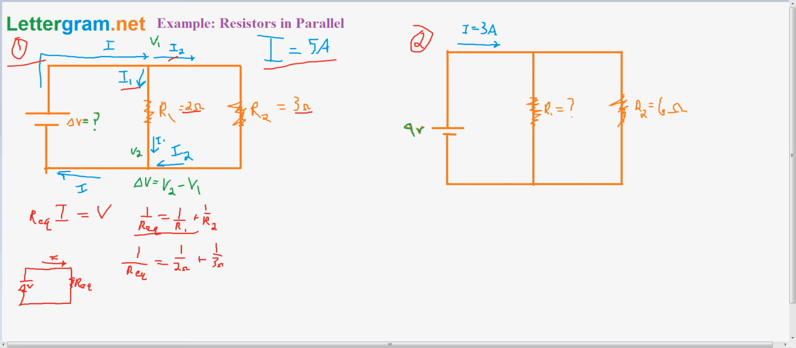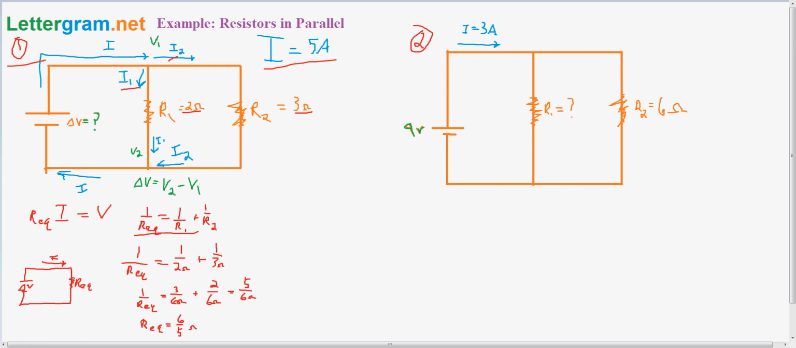So we have 1 over REQ, which is equal to 1 over 2 ohms plus 1 over 3 ohms. Find the common denominator, so we'll have 3 over 6 ohms, and that's because you cross multiply. I'm not going to go over that here. Okay, so we have 2 over 6 ohms, which is equal to 1 over REQ. And this is equal to 5 over 6 ohms. Flip, so we get the inverse of it, and we get 6/5 ohms for the REQ.